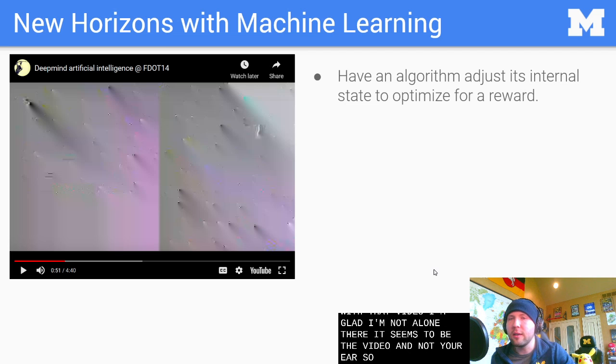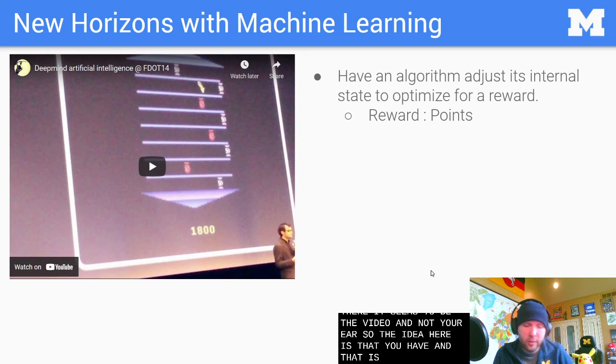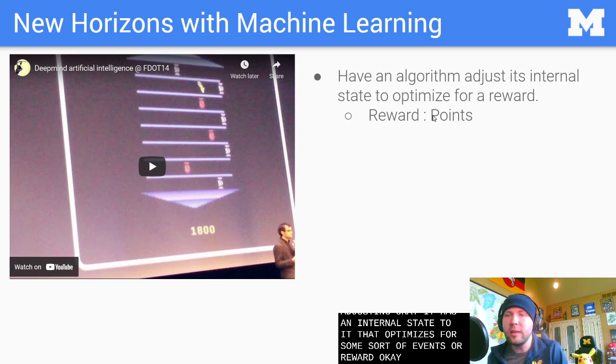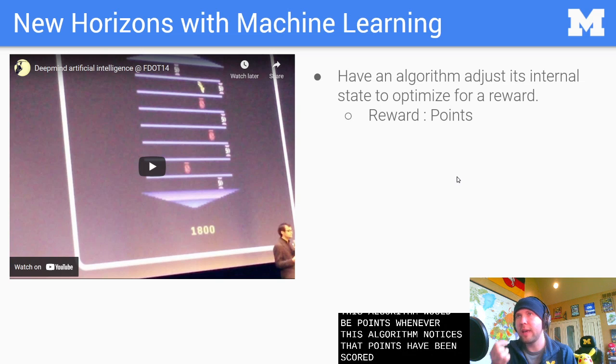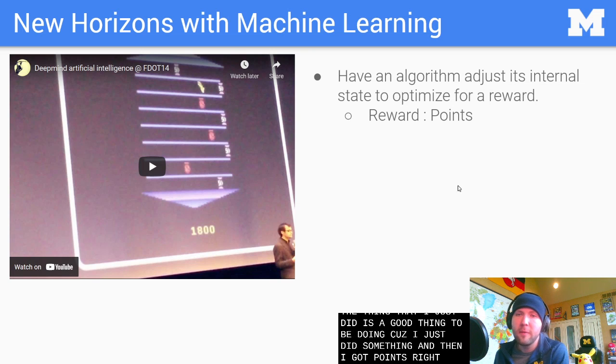So the idea here is that you have an algorithm that is kind of self-adjusting, okay? It has an internal state to it that optimizes for some sort of event or reward, okay? So in this case, the reward for this algorithm would be points. Whenever this algorithm notices that points have been scored, it says, the thing that I just did is a good thing to be doing because I just did something and then I got points, right?